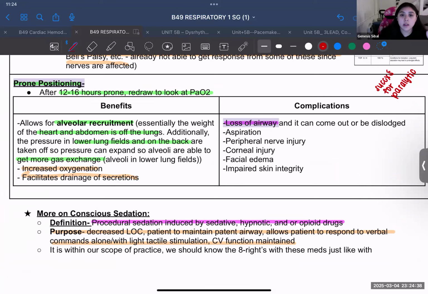So this basically, again, the benefit is alveolar recruitment. With the way the anatomy works out for us, the weight of the heart and abdomen is off of the lungs if you're in the prone position. I think this is why a lot of us actually go to sleep in this position sometimes too. And then additionally, the pressure in your lower lung fields and on the back is just taken off. So then the alveoli have better and more room for gas exchange.